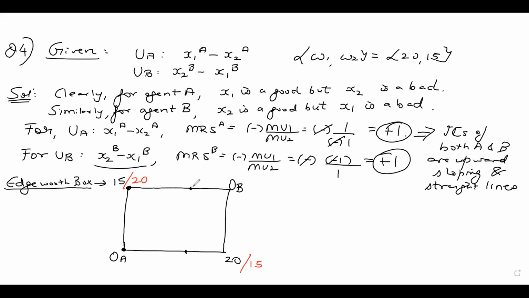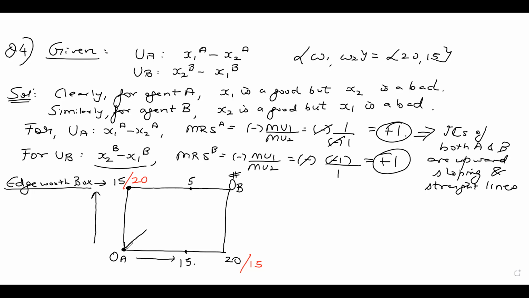Okay, so from A's origin, this will be 15. From B's origin, this is going to be 5. From B's origin, this is 5. From A's origin, this is 15. And this, my height is also 15. My length is also 15.